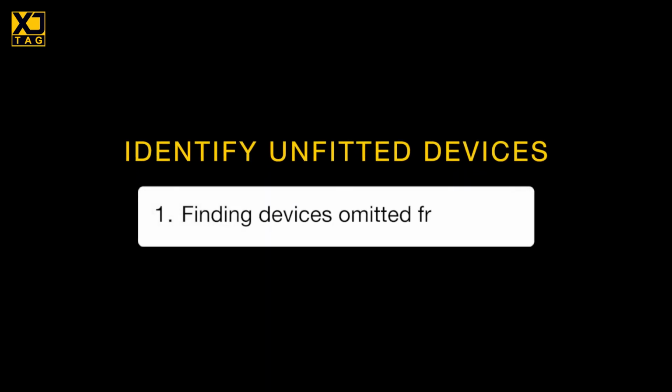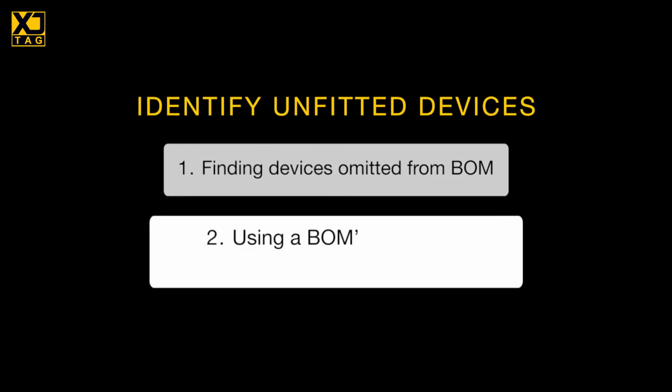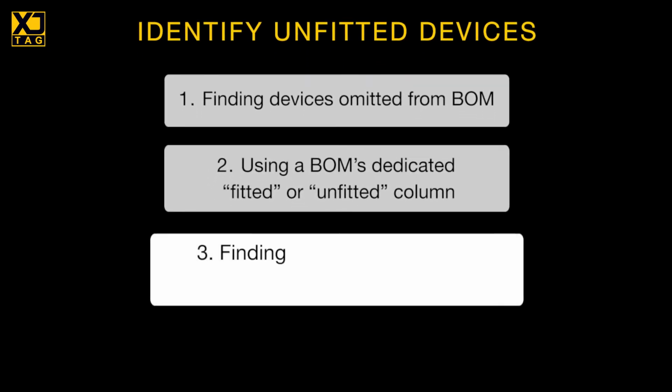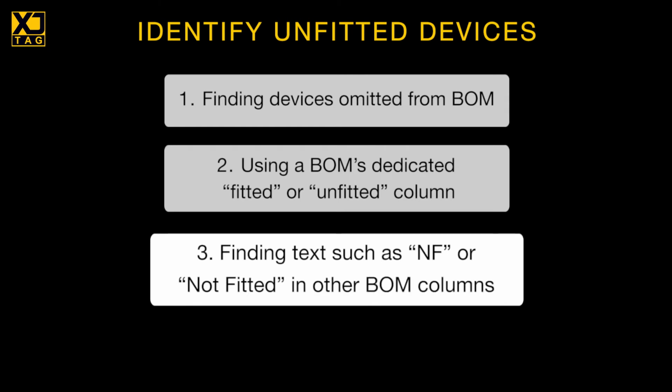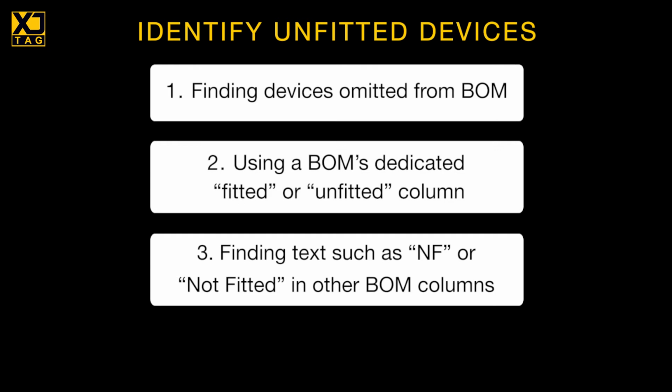XJ Developer can use three methods for this. The simplest is just to identify any components missing from the BOM. Alternatively, your BOM might have a fitted or unfitted category, in which case XJ Developer can use the contents of that column. Or your design data might have text like NF or not fitted inserted in one of its other fields. All of those can be used, and you just need to pick the methods that are best suited to the structure of your BOM.